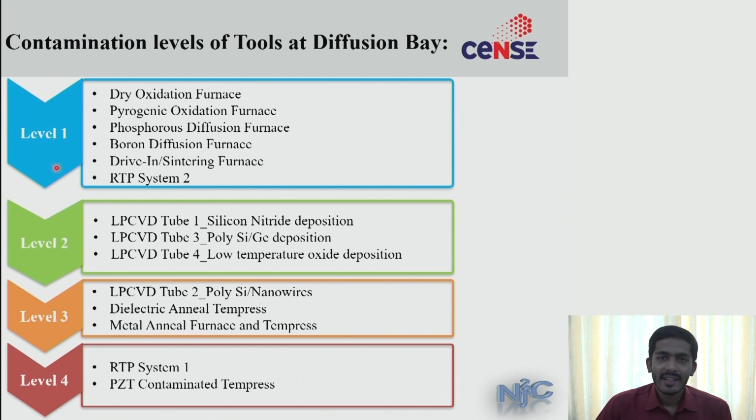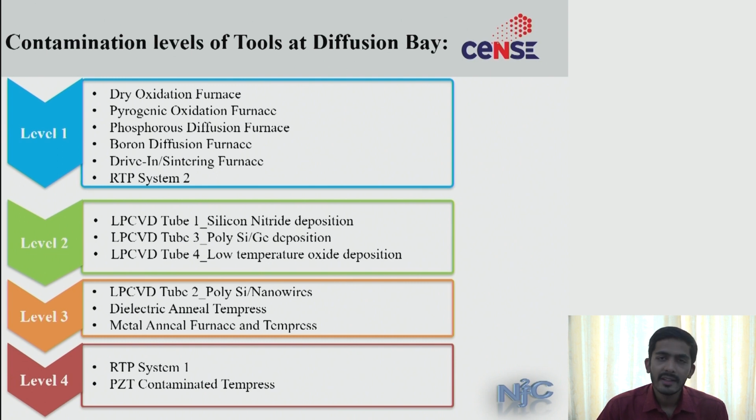This slide relates to the contamination levels of the tools that are available at the diffusion bay. We mainly have level 1 tools, which are meant for oxidations and diffusion. Level 2 tools are mainly for depositions. It could be the deposition of a dielectric like silicon nitride and oxide, or deposition of a semiconductor, which is silicon or germanium. Level 3 mainly illustrates the deposition of semiconductor along with the nanowire growth and the different annealing furnaces, which are meant to anneal metals or a combination of a metal and a dielectric.